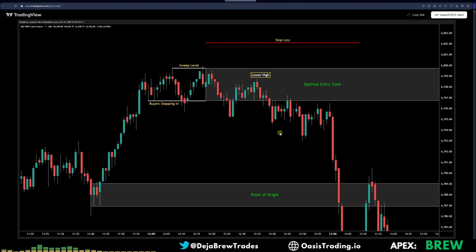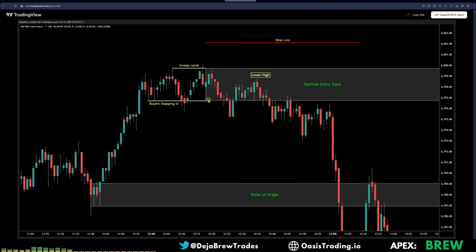How do we identify where the optimal entry zone is for this trade? So we know that we're not being too early, we know that we're not being too late. What you want to look for is, obviously, the sweep level is the most optimal. If you were able to catch that, that is the best place to take that trade.